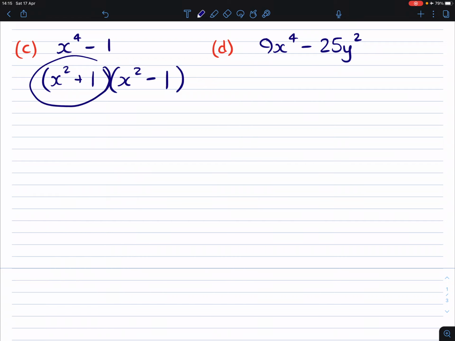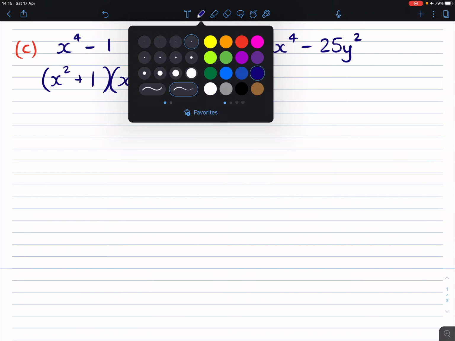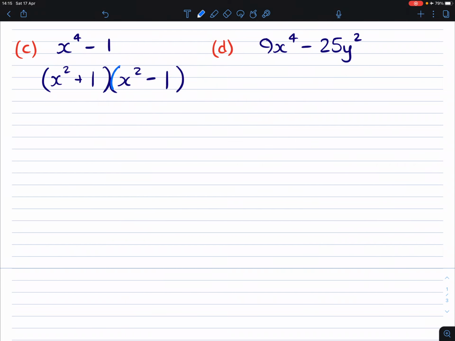This term here, both of them are squares. There are two of them, but we don't have a difference in between, so that cannot factorize further. However, this can. That there is a difference of 2 squares within a difference of 2 squares. So this bracket, this factor, can be factorized further. What will happen there is that itself is a difference of 2 squares.